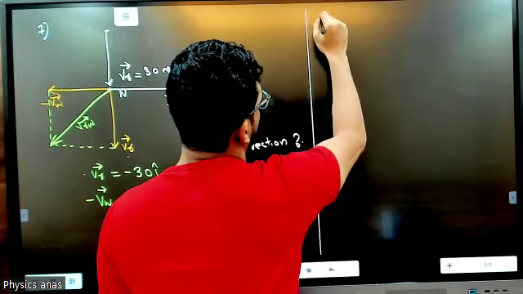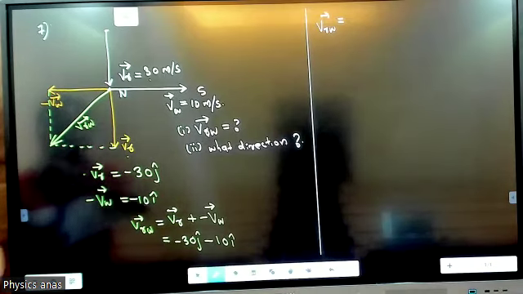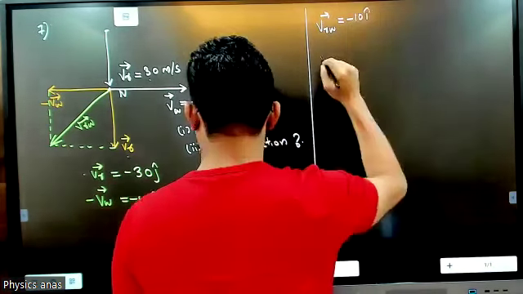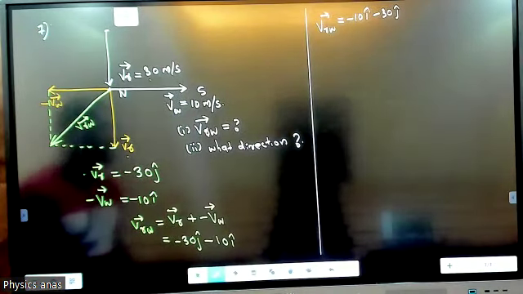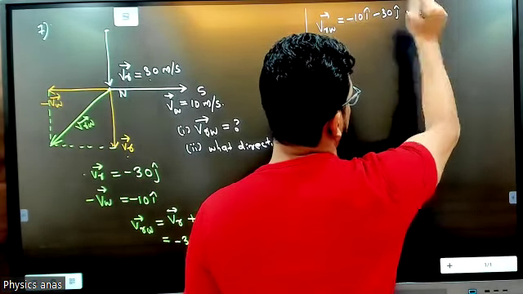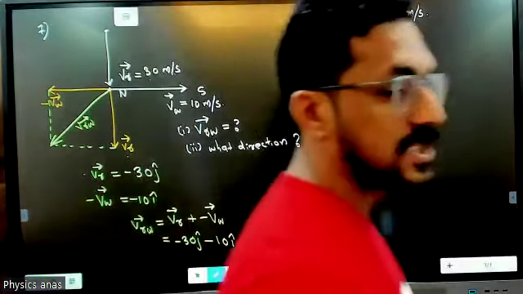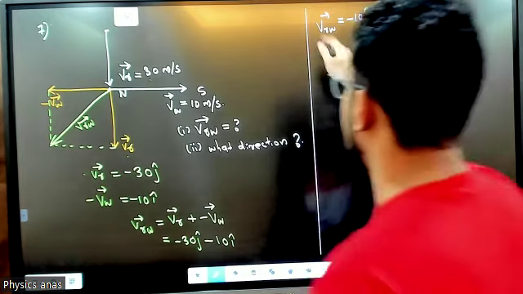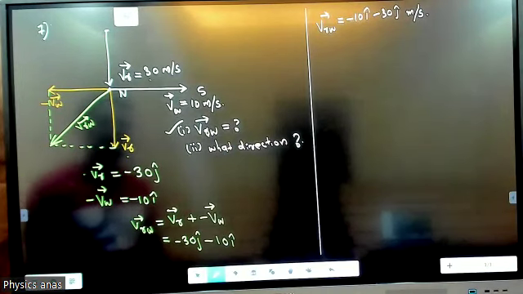Now, what is VRW? Velocity of rain with respect to woman will be minus 10 i cap minus 30 j cap meter per second. This is the relative velocity of rain with respect to woman. Okay. So we have found the first answer, and now we have to see in what direction.